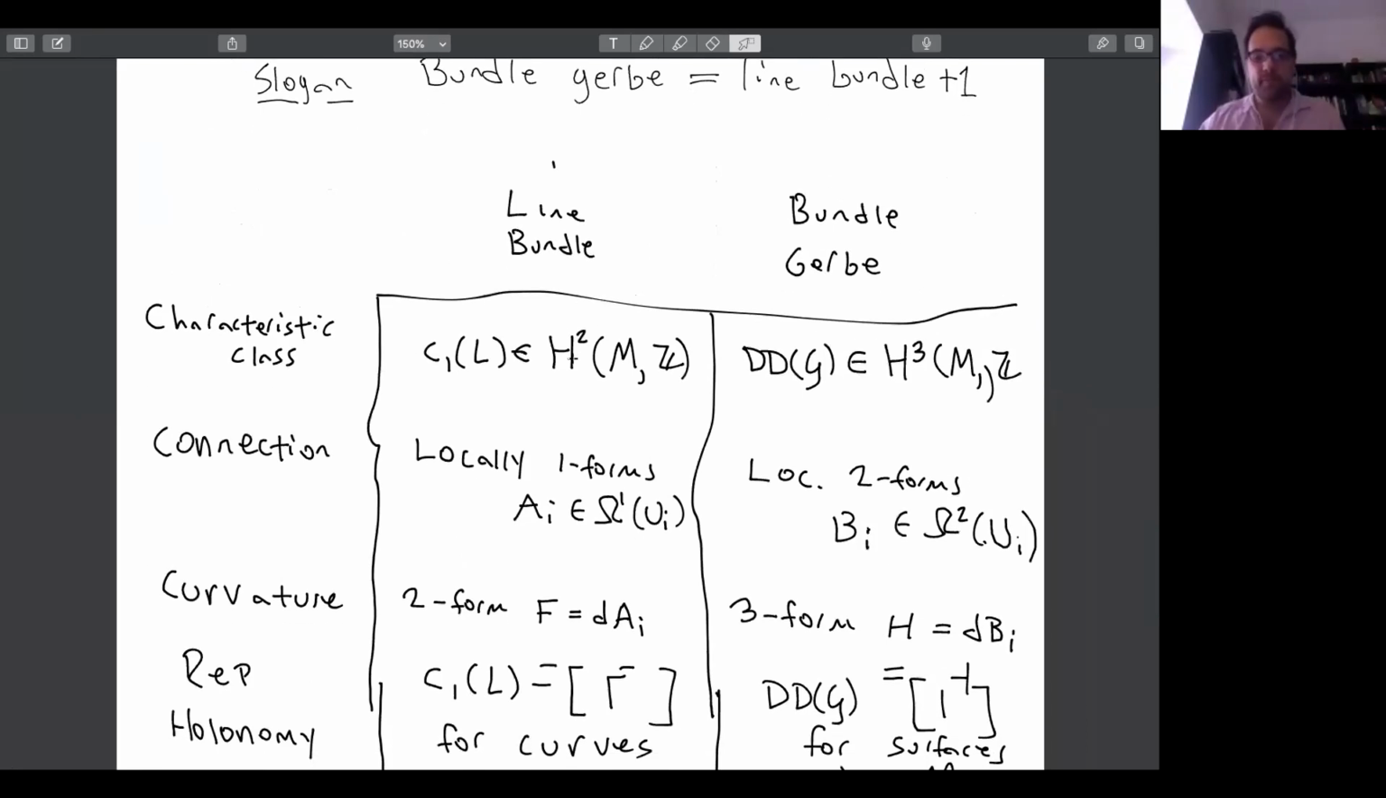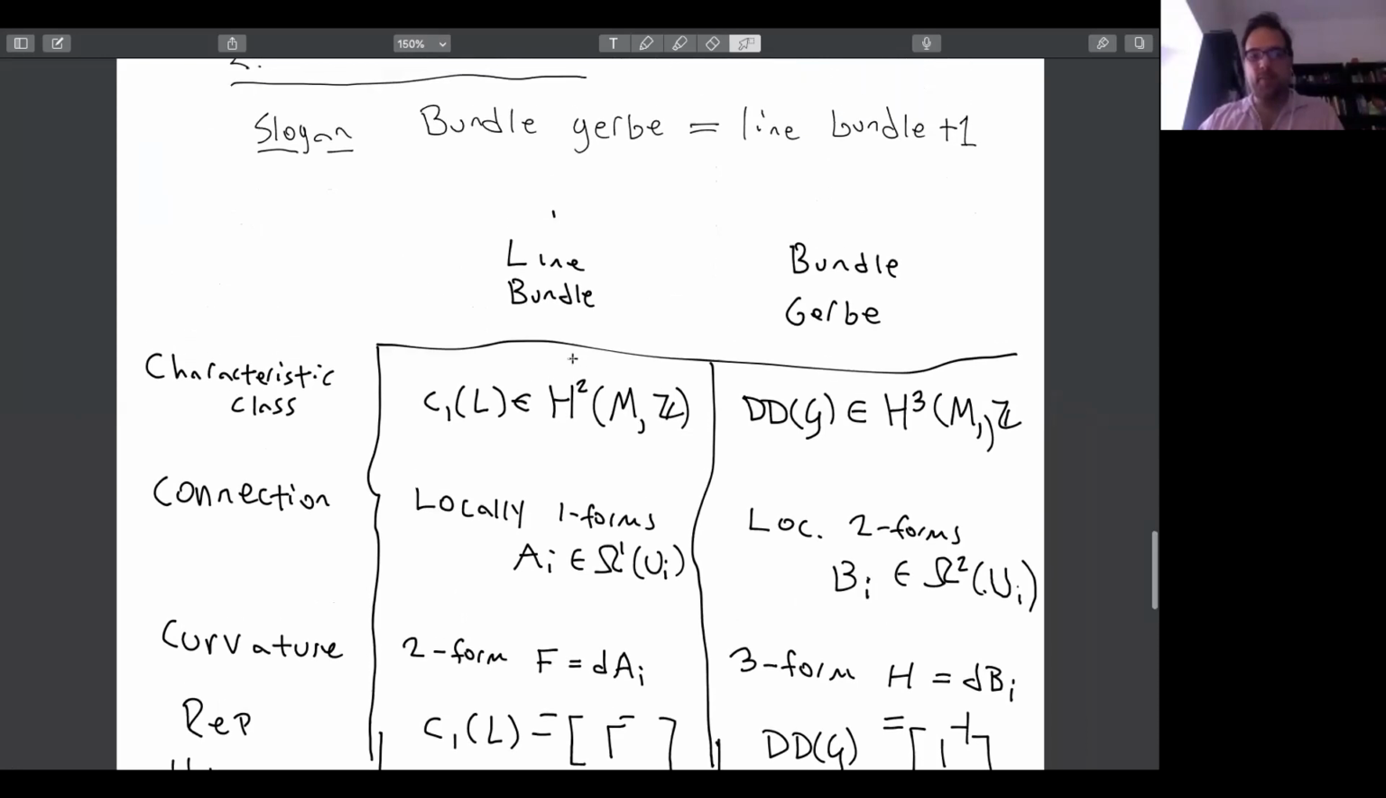So given a line bundle on some base M, where M for the moment is just a smooth manifold, we can construct a characteristic class, which is an element in the second cohomology of M. And given a bundle gerbe G on M, we can construct a characteristic class called the Dixmier-Douady class. This is an element of third cohomology.